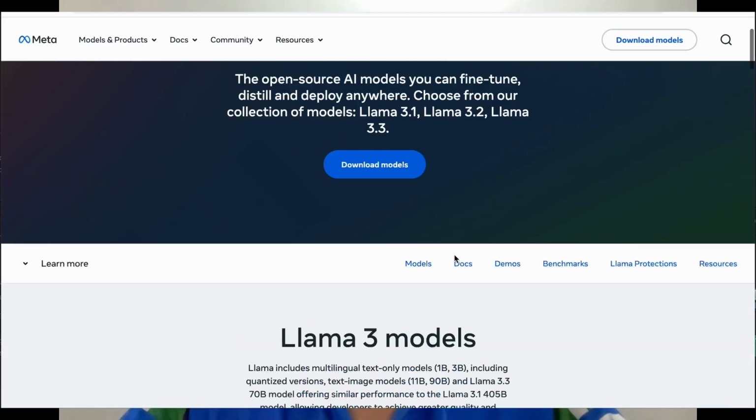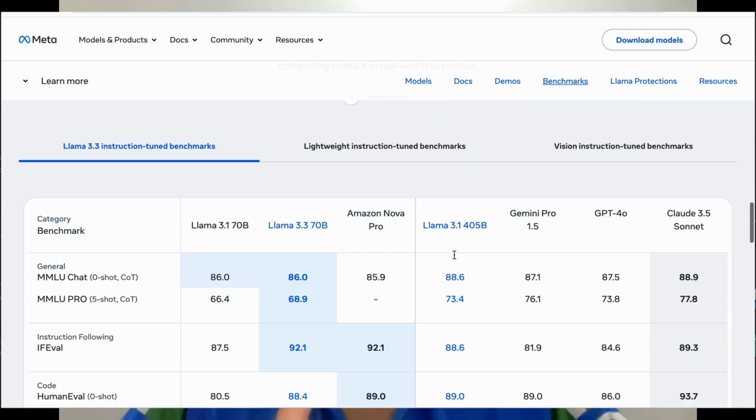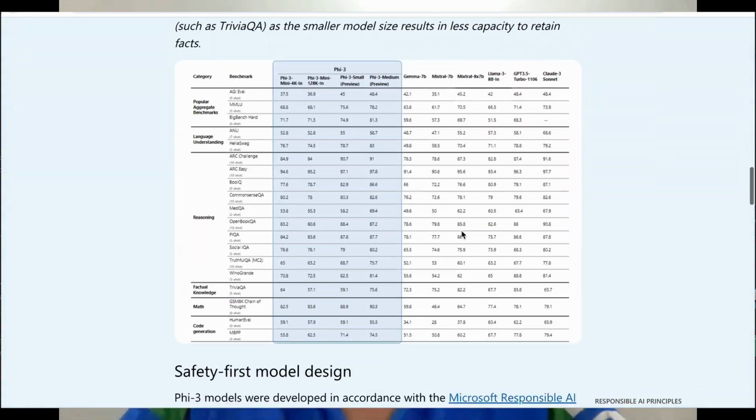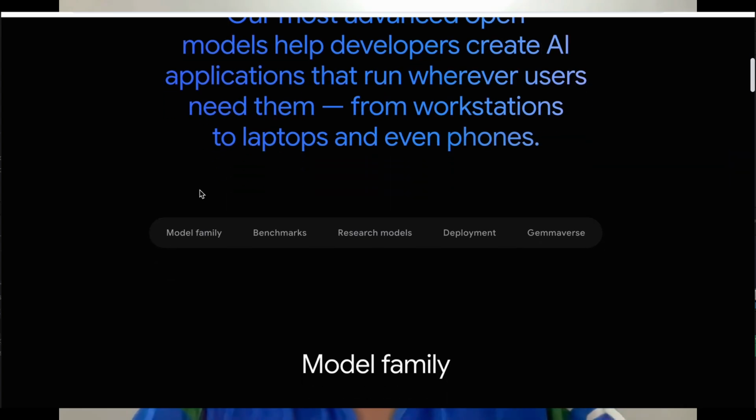Now let's see 5 leading small language models of 2 to 8 billion parameters. So let's talk. First is Llama 3 by Meta, which is 8 billion parameters. The second one is Phi 3 by Microsoft, which is 3.8 billion to 7 billion parameters. Third one is Gemma by Google, which is 2 billion to 7 billion parameters.